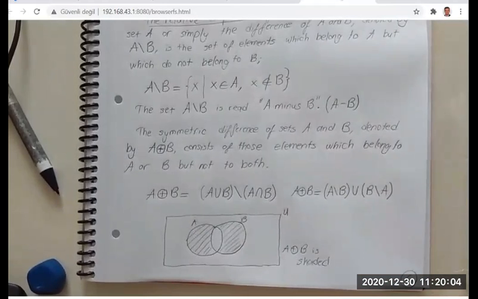So we covered page 6 also, and we continue with the fundamental product.